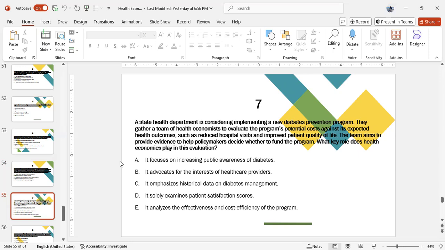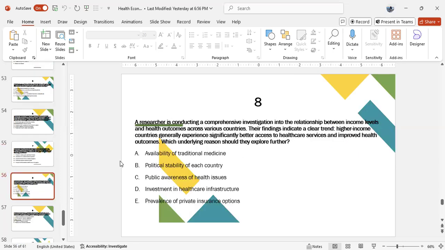A. It focuses on increasing public awareness of diabetes. B. It advocates for the interest of healthcare providers. C. It emphasizes historical data on diabetes management. D. It solely examines patient satisfaction scores. Or E. It analyzes the effectiveness and cost efficiency of the program. E. Yes, the correct answer is Eta.